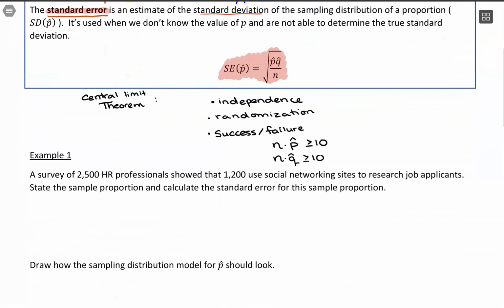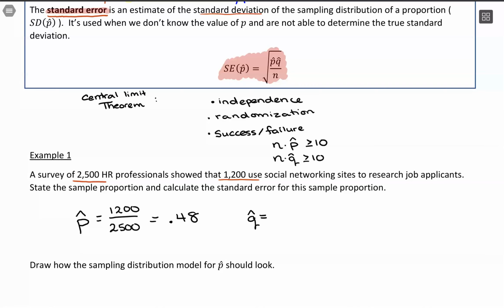All right, so we have a survey of 2,500 HR professionals and it showed that 1,200 of them use social networking sites to research job applicants. So state the sample proportion. So the sample proportion, which is p hat, we would take 1,200 out of 2,500, which will be 0.48.